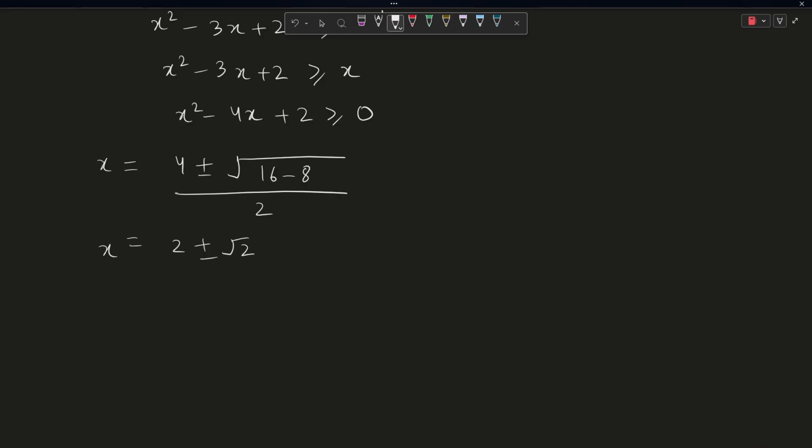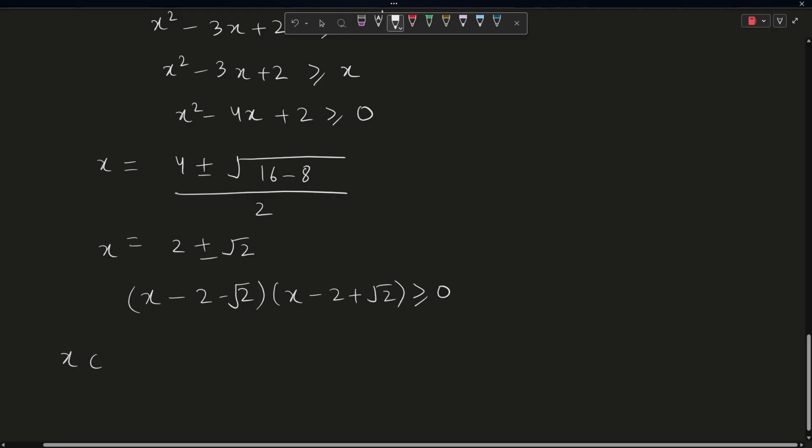And further simplifying, we can write it as x is equal to 2 plus minus root 2. So we are getting two values of x, as it is a quadratic, obviously. So the final answer, on factorization, will be (x minus 2 minus root 2) into (x minus 2 plus root 2) greater than or equal to 0.